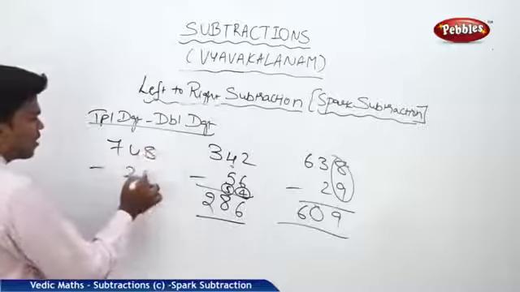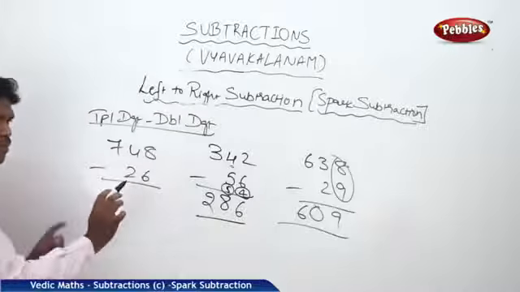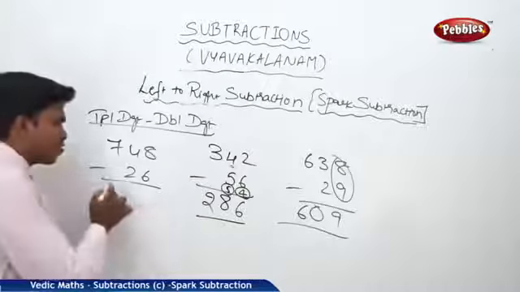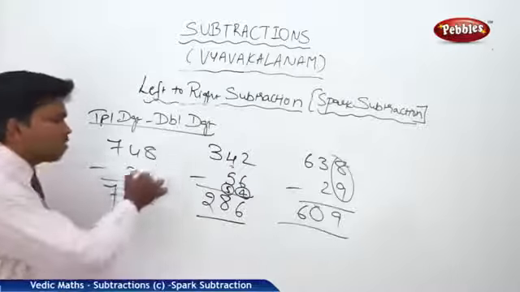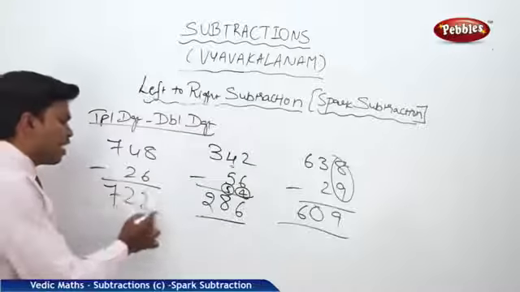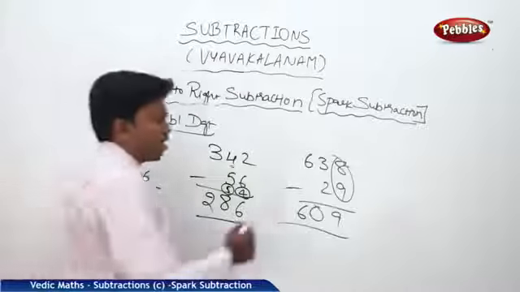748 minus 26. 7, drop it as it is, but before dropping, match or mismatch? Match only. 7. 4 minus 2, 2 only. Because match. 8 minus 6, 2 directly. 722.